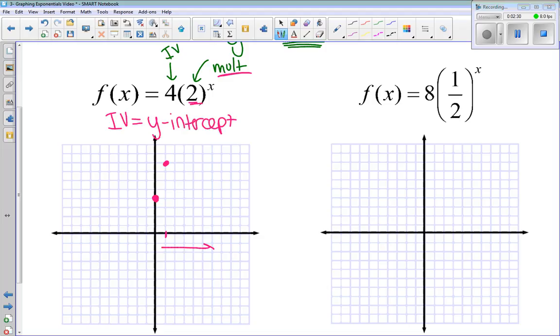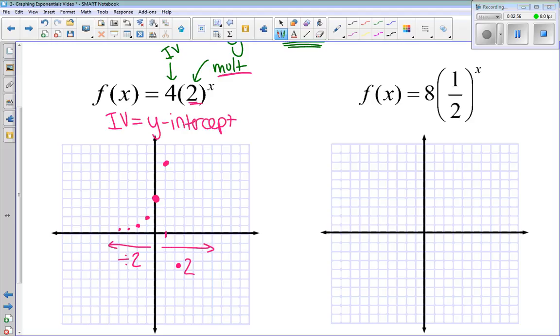So we know to go this direction, we are multiplying by 2. So not surprisingly, to go backwards, we're going to divide by 2. So starting at our y-intercept of 4, dividing by 2, we get 2. Now we can keep going. 2 divided by 2 is 1. 1 divided by 2 is a half. Half divided by 2 is a fourth. And you'll start to see a pattern emerging.